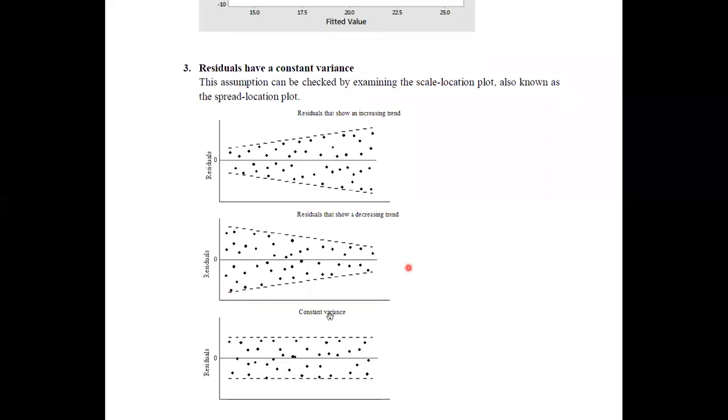But in the third graph, in these two situations, we can conclude that we have violated the constant variance assumption. It means that now you can see the variance is not constant. It means the variance is changing from one point to another point.